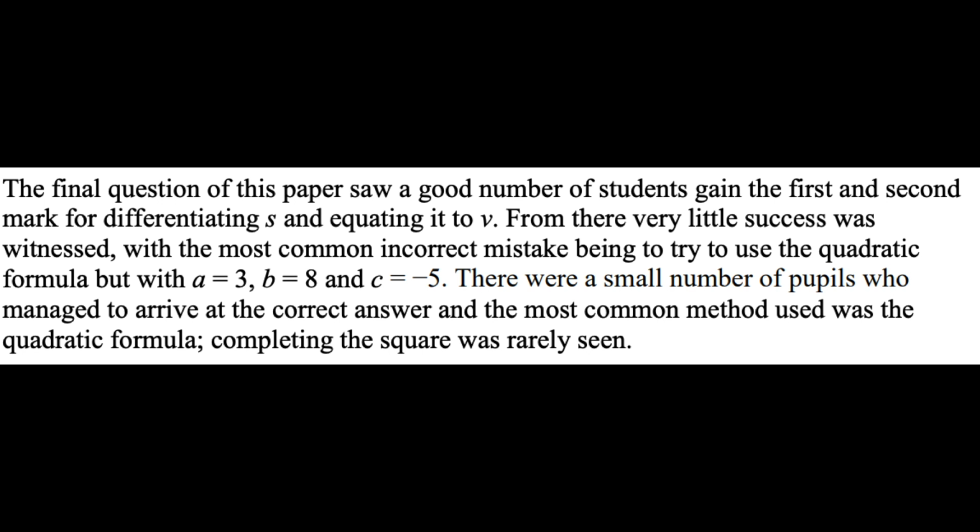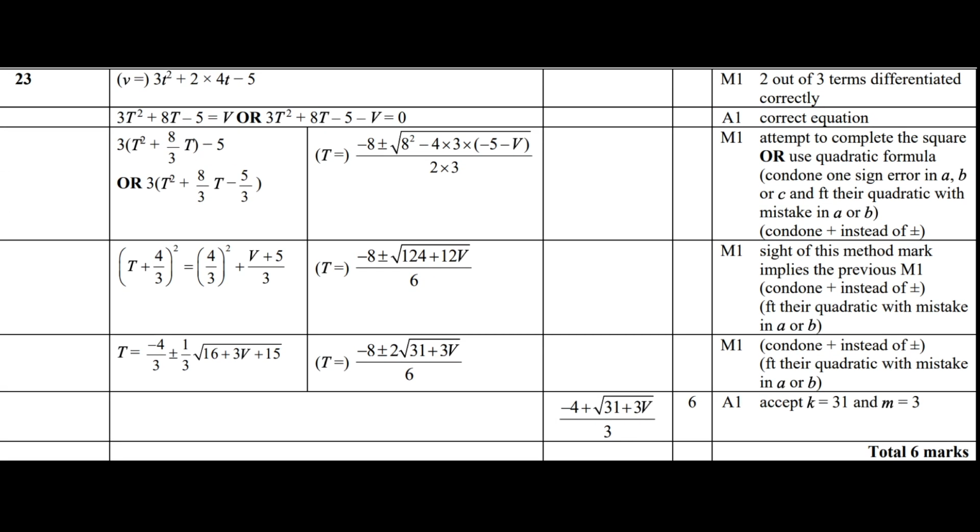Okay, and the mark scheme should be here. There we go. Yep, 31, 3, minus 4 and 3, and they're all M marks, so you have to get the M mark to get the A mark. So it's important to show a method.